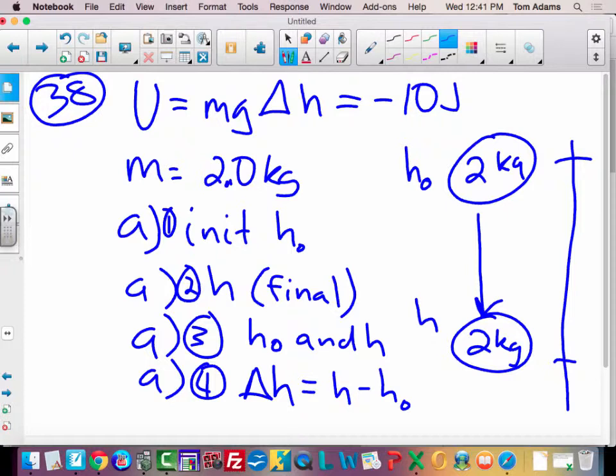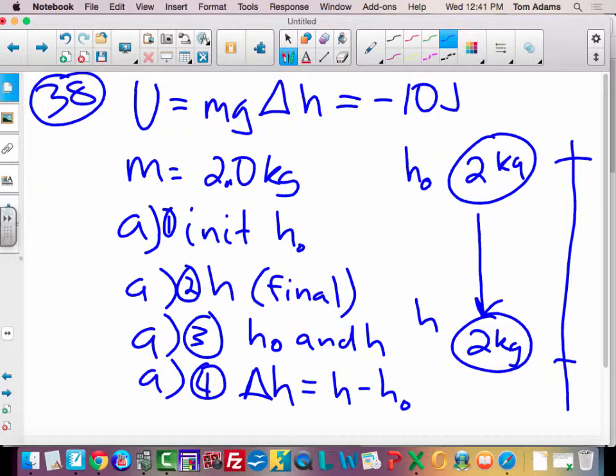Yeah, I'm confused on what you mean by it decreases by 10 joules? It's potential energy. So the question is, what do you mean by it decreases by 10 joules?